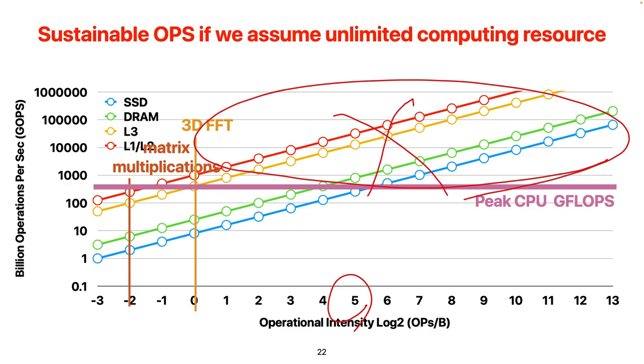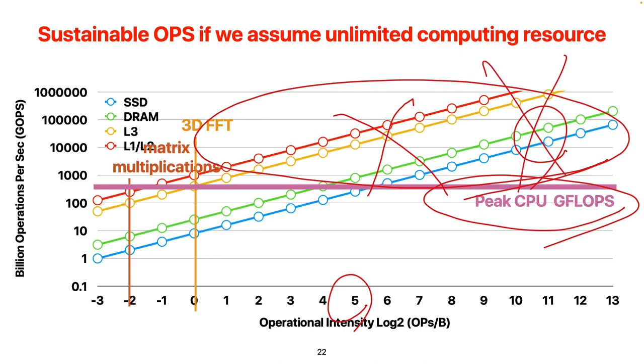Everything above the peak CPU performance is impossible, right? Even though I can supply data at the peak rate and the operational intensity is this high, your processor is just this fast, so it's almost impossible to reach performance beyond that. So if you look at this, this whole line is like a roof. This is why it's called the roofline model.